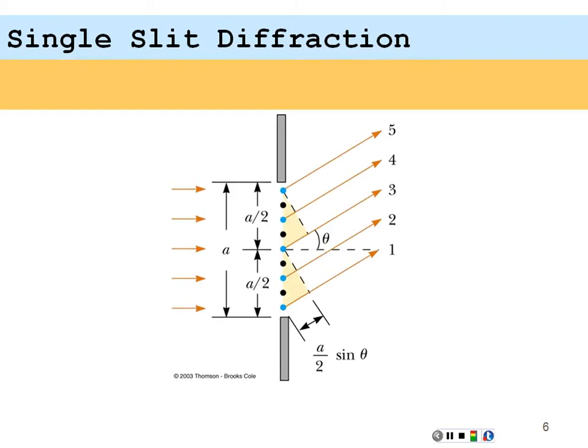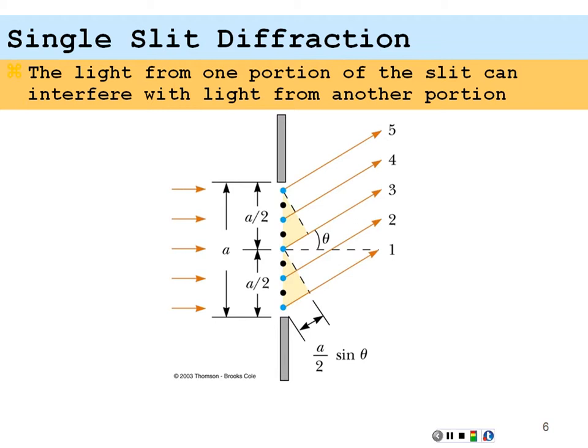Here is single slit diffraction. The light from one portion of the slit will interfere with the light from another portion of the slit. And we think of each point on the slit as being a source of light. We can see that as this goes off at an angle, there will be some point where half of the rays of the slit will interfere with the other half of the rays of the slit. And if the path difference between these rays is an integral number of wavelengths, then we will see interference.